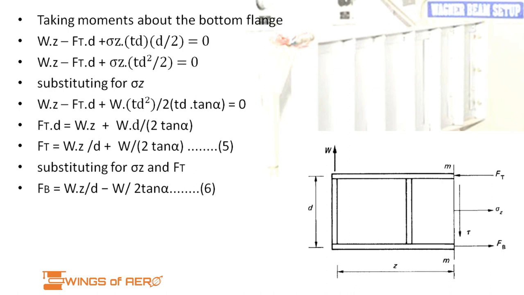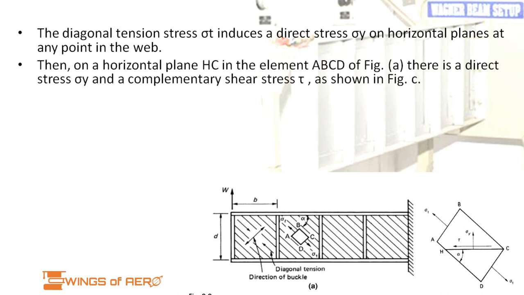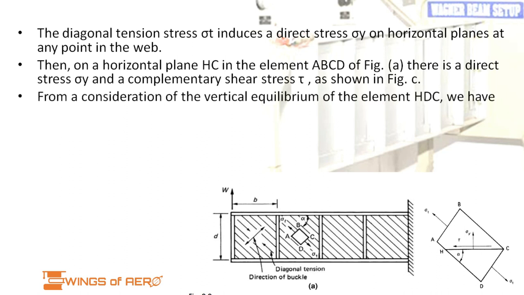equation number 6. The diagonal tension stress sigma t induces a direct stress sigma y on a horizontal plane at any point of the web. On a horizontal plane HC in an element ABCD, as shown in figure A, there is a direct stress sigma y and a complementary shear stress tau. From considering the vertical equilibrium of an element HDC, we have sigma y HC into T equal to sigma t sine alpha CD into T.